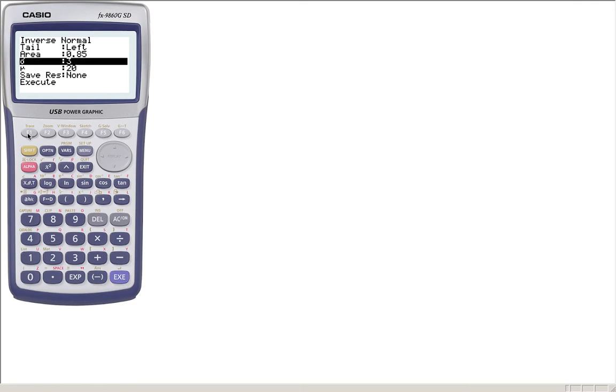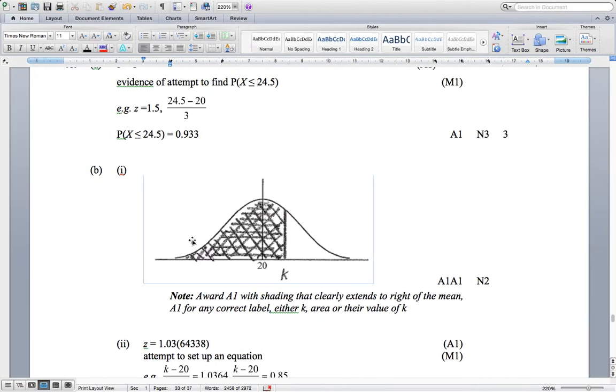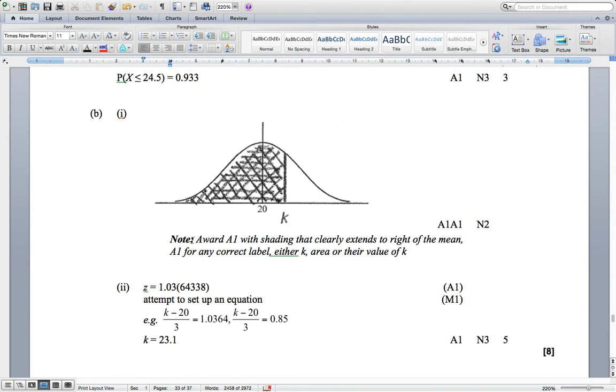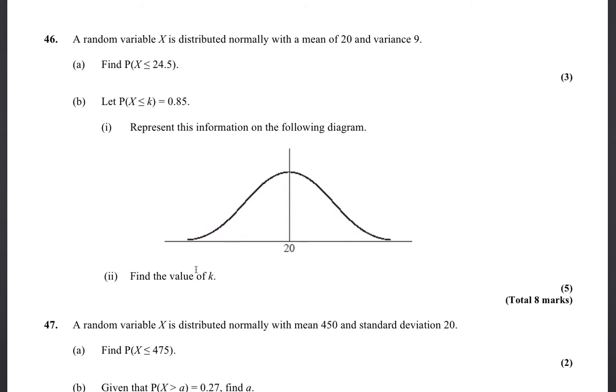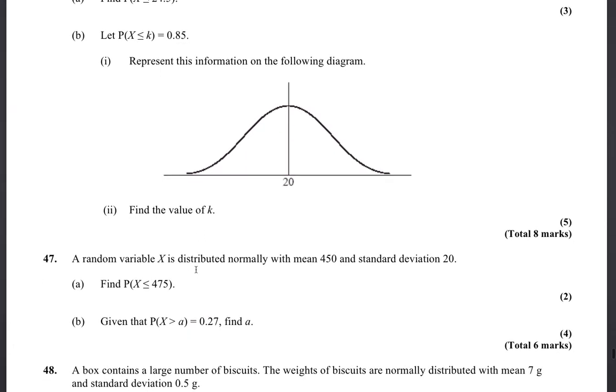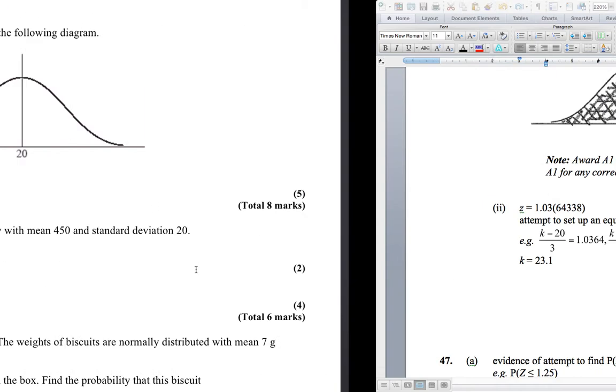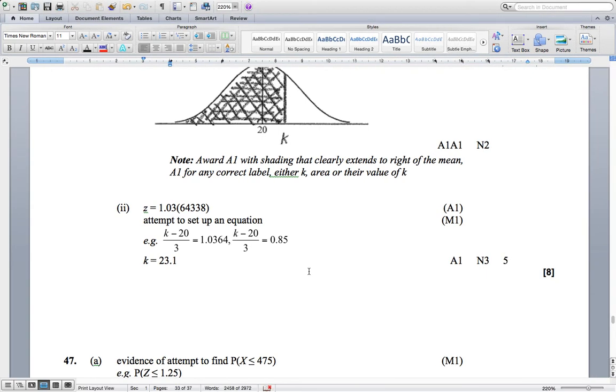Sigma is 3, you may use 20. So the answer is 23.109. So 23.1. Yeah, you get here 23.1. Okay. Fine. So in the bracket, please write that you have used GDC.